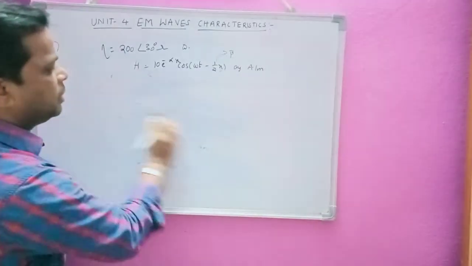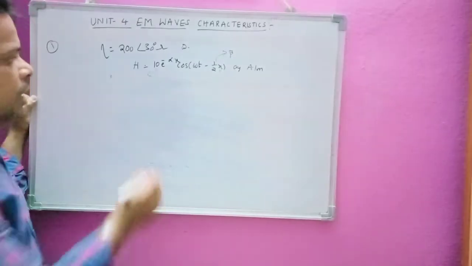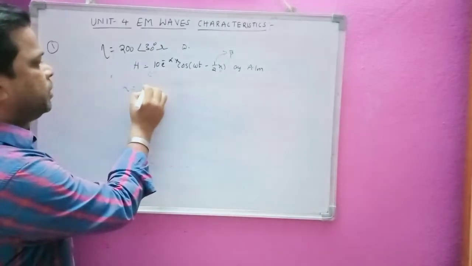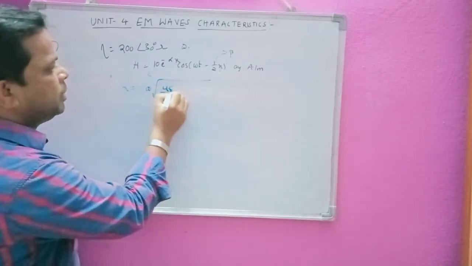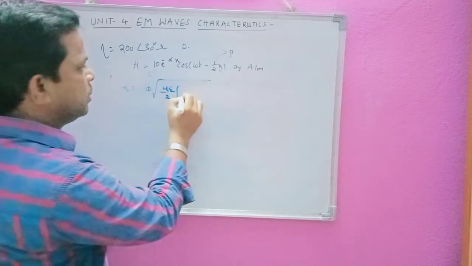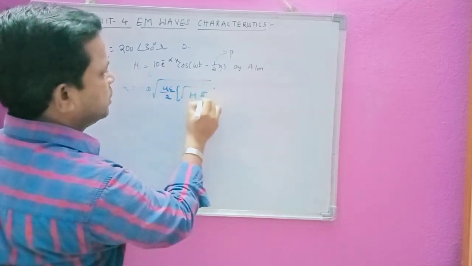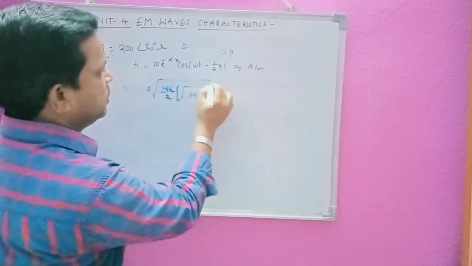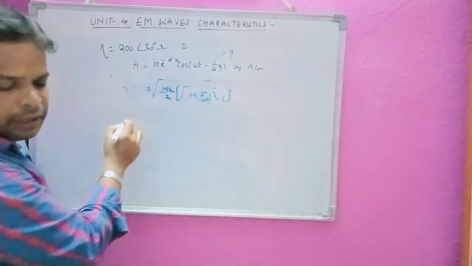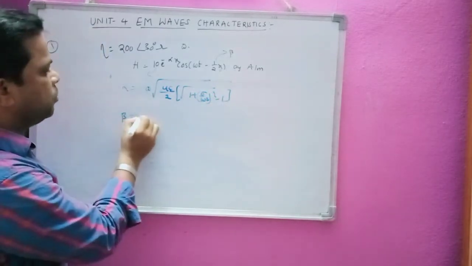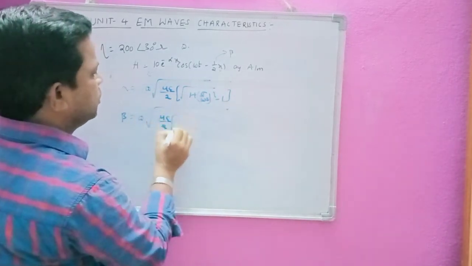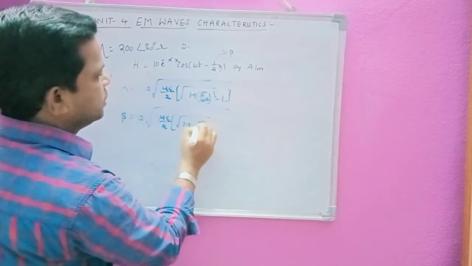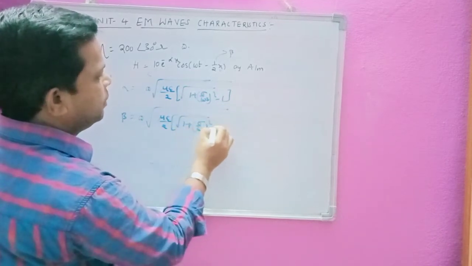Now we will take the alpha value. In order to calculate the alpha value, we recall that alpha is equal to omega square root of mu epsilon by 2 into square root of 1 plus sigma by omega epsilon whole square minus 1. Similarly, beta is equal to omega into square root of mu epsilon by 2 into square root of 1 plus sigma by omega epsilon whole square plus 1.